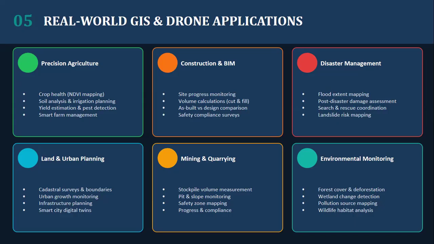In construction, drones support site monitoring, volume calculation, and building information modeling integration. For disaster management, drones provide rapid flood mapping, damage assessment, and search and rescue support. Urban planners use drone data for cadastral surveys, infrastructure planning, and smart city development. Mining companies employ drones for stockpile measurements and safety monitoring, while environmental agencies use them to study forests, wetlands, and wildlife habitats. So these are some of the real-world drone applications under geographic information systems.